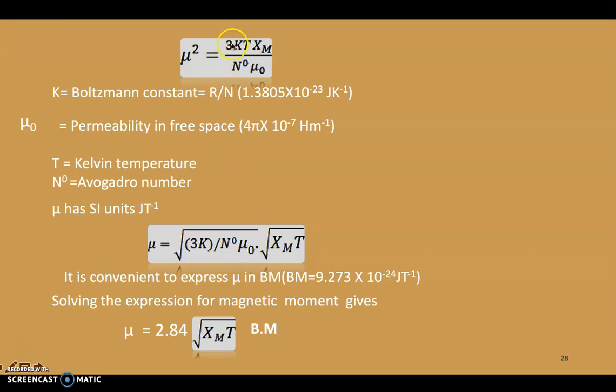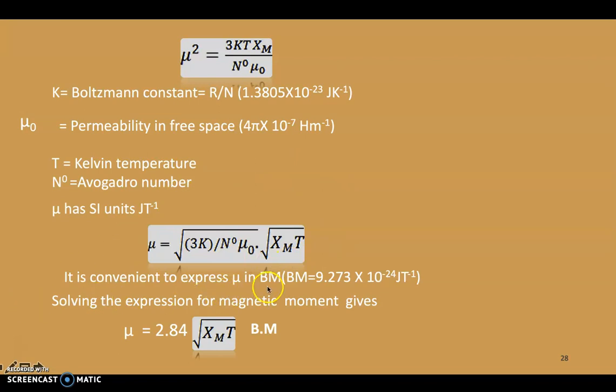From this, the magnetic moment mu of the compound is calculated by these formulas. Mu square is equal to 3 k T chi m by N naught mu naught. K is the Boltzmann constant, that is R by N. You already know the value, 1.3805 into 10 power minus 23 joule per Kelvin. Mu naught is the permeability of free space. T is the temperature in Kelvin. N naught is the Avogadro number. Mu has the SI unit joule per Tesla. So mu is equal to the square root of this expression.